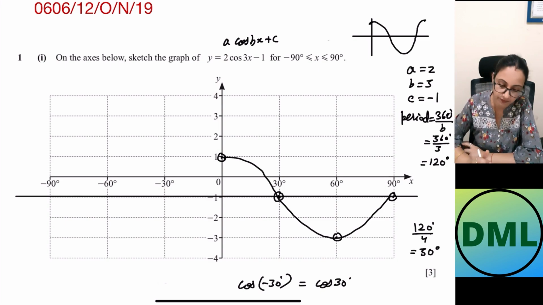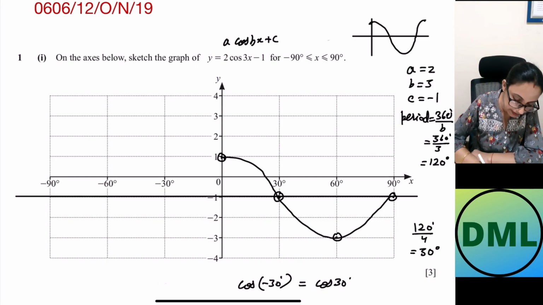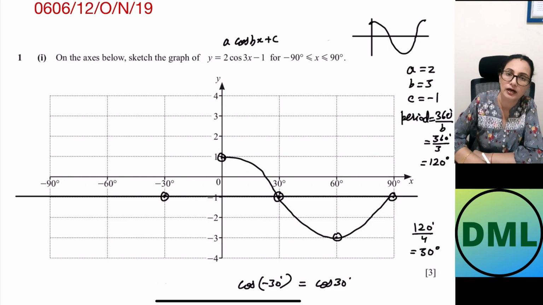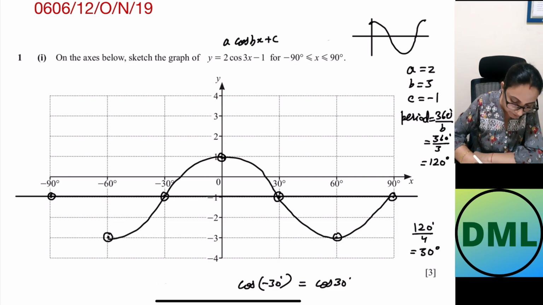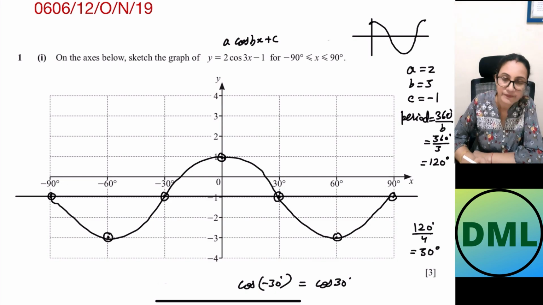So let's plot the values here. At -30 degree it will touch the axis again. At -60 degree it will go down 2 units, so it will be here at -3. At -90 degree it will again touch the axis. So let's join our curve on this direction. So this is our graph.